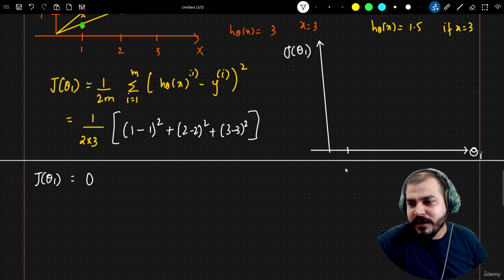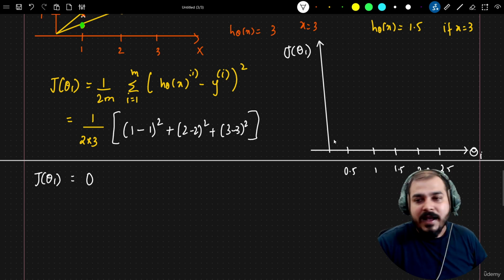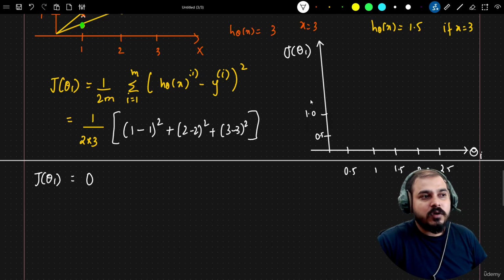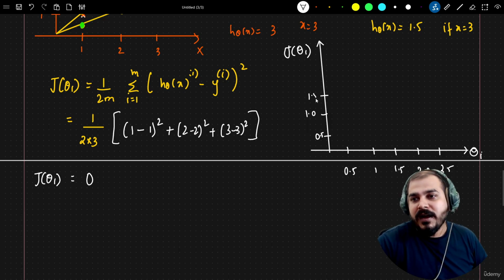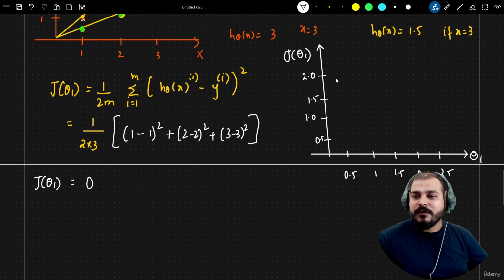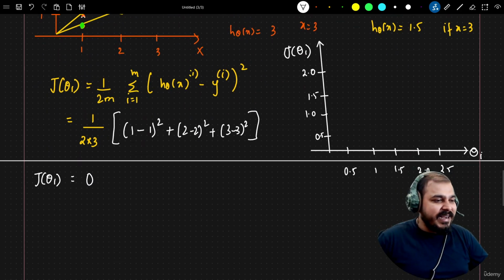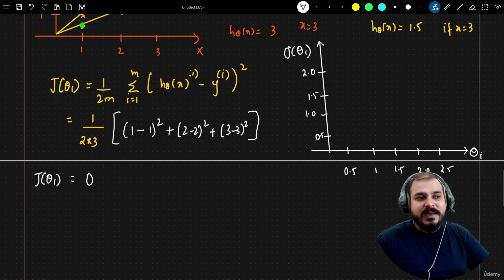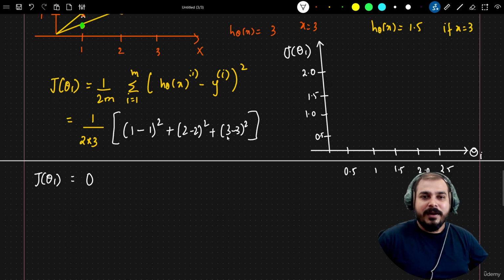Let me denote some points like this: 0.5, this is basically 1, 1.5, 2.0, 2.5. And similarly, this is 0.5, 1.0, this is 1.5, and this is 2.0. So I'm just creating a different graph along with this over here, and this graph basically indicates the relationship between theta 1 and J of theta 1.